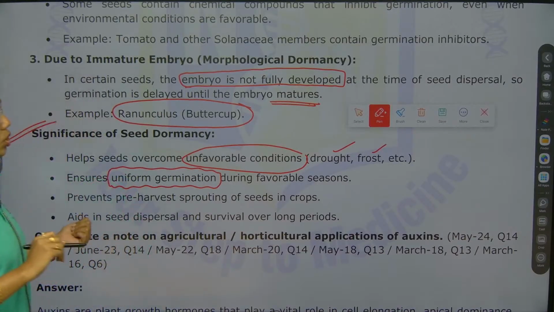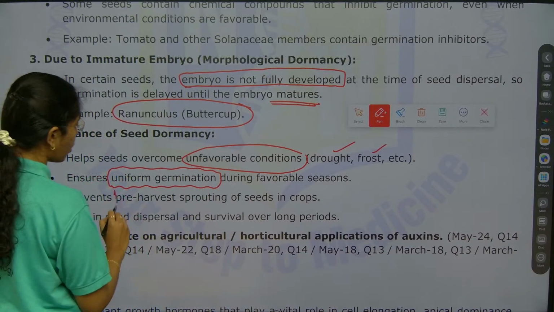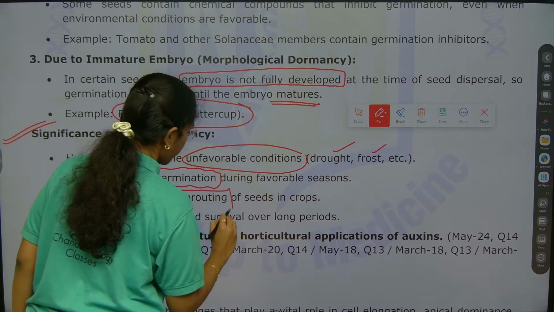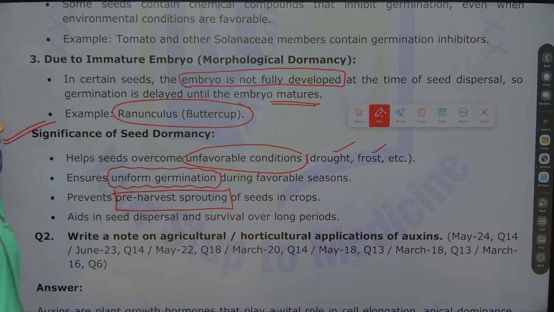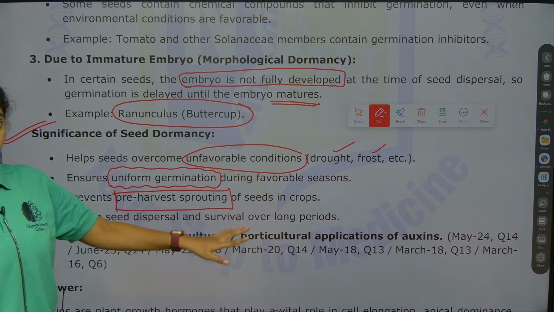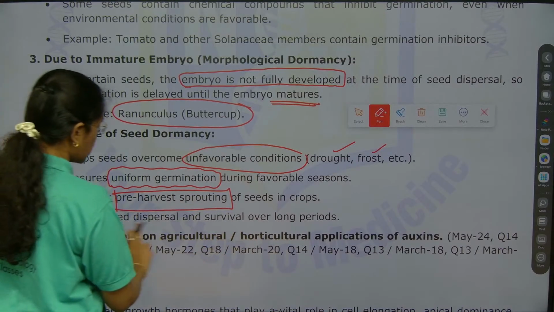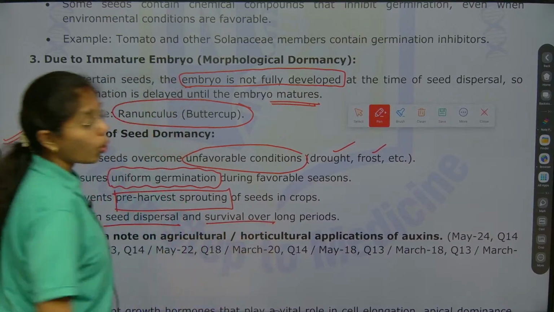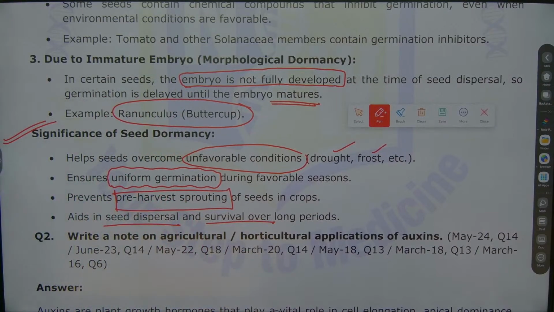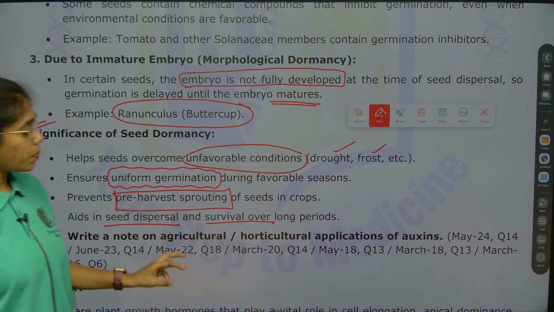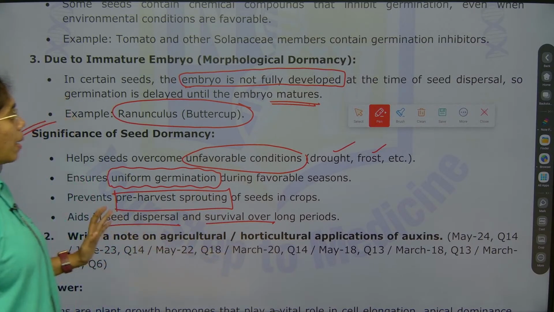And then this will prevent pre-harvest sprouting of seeds in crops, and this will aid seed dispersal and survival over long periods. Fine, right? Aid means this will support the seed dispersal and survival for longer periods.